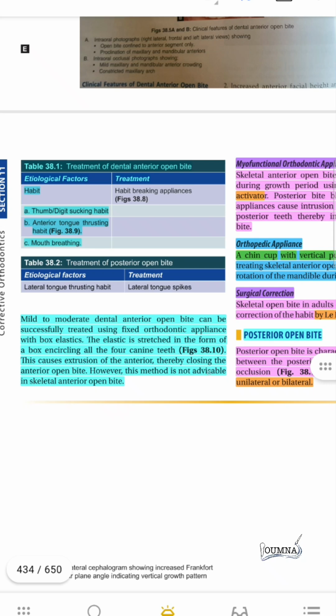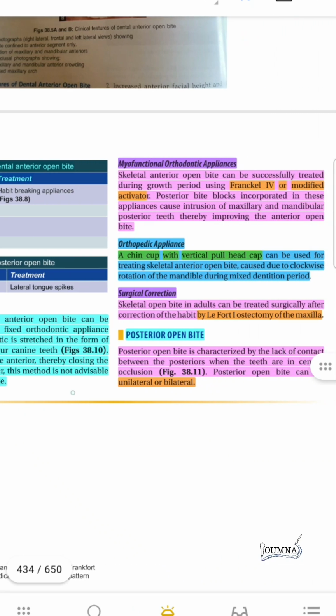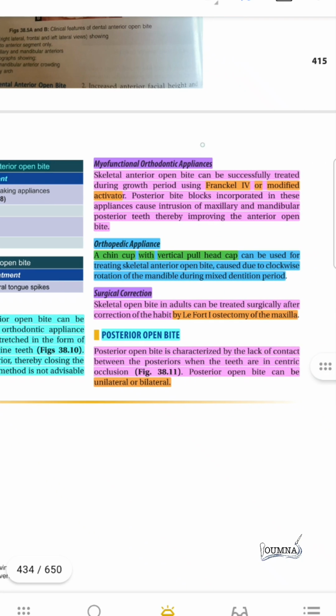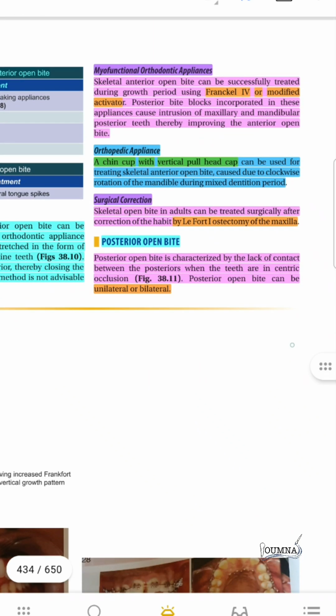This method cannot be used for skeletal anterior open bite. For the skeletal type, it can be successfully treated during the growth period using Frankel or modified activator appliances, where posterior bite blocks are incorporated with these appliances to cause intrusion of the maxillary and mandibular posterior teeth.